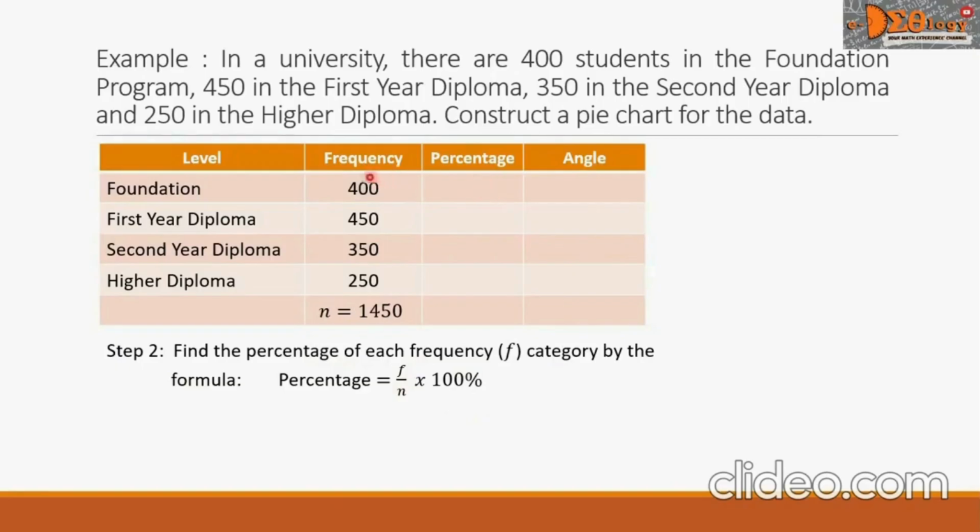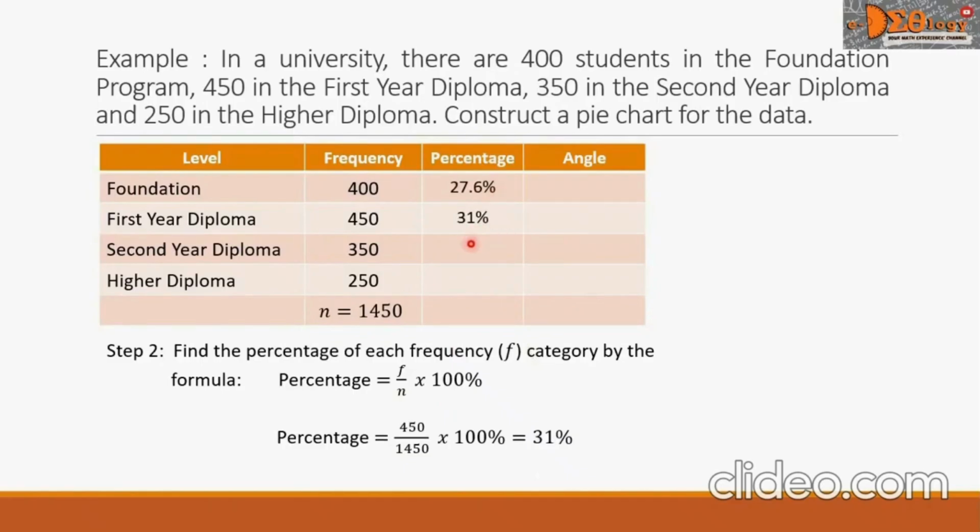So we're going to use the 400, and that is the frequency of the first level, divided by the 1450, and then multiply by 100%. And the answer is 27.6%. We will copy this value on this blank, and here we go. For the second blank, 31%.